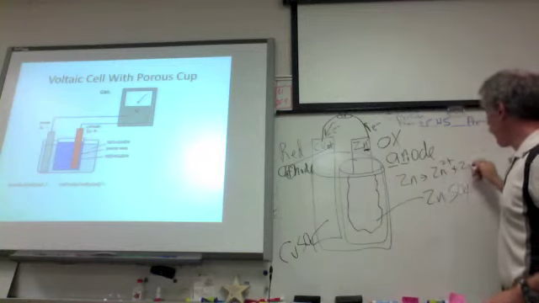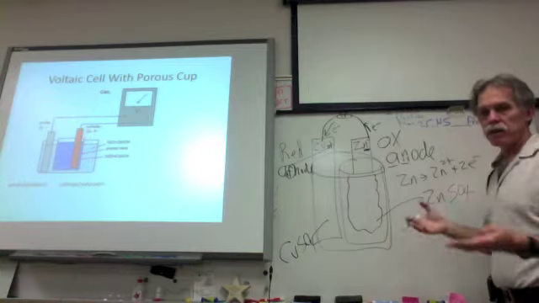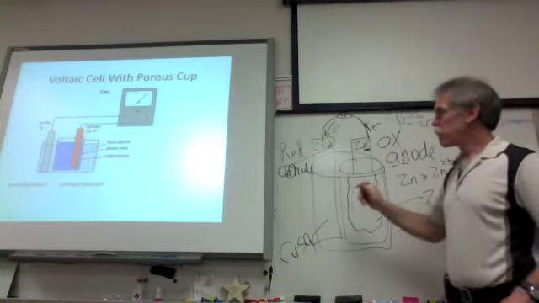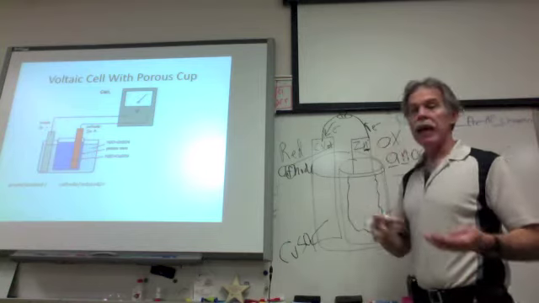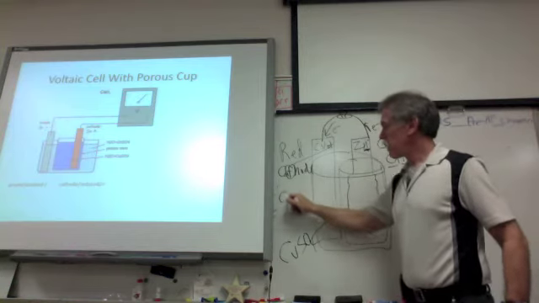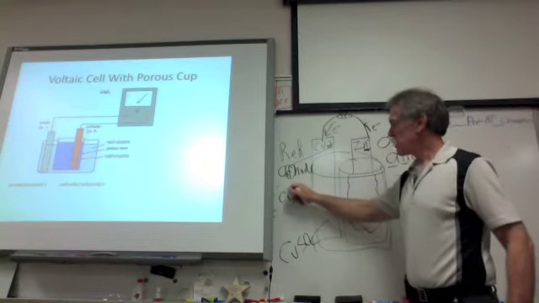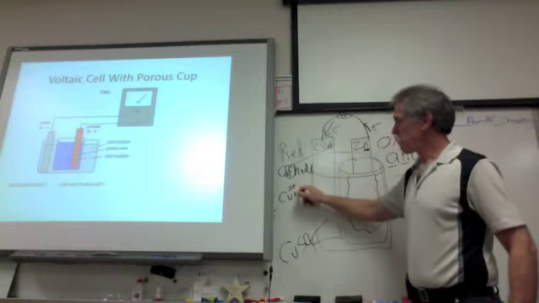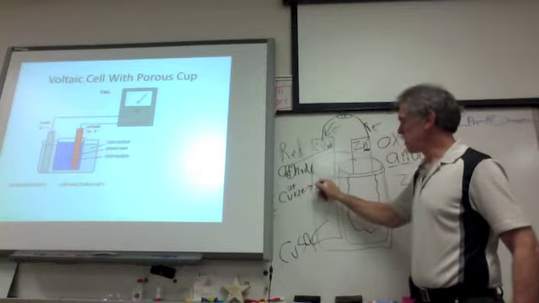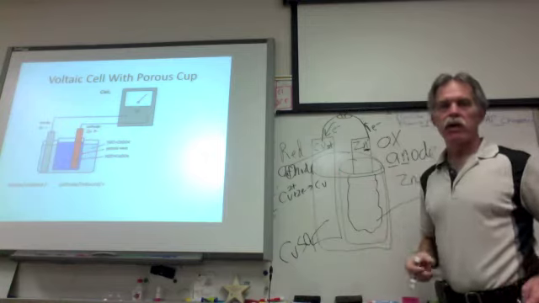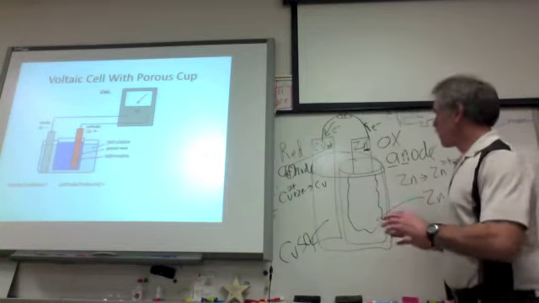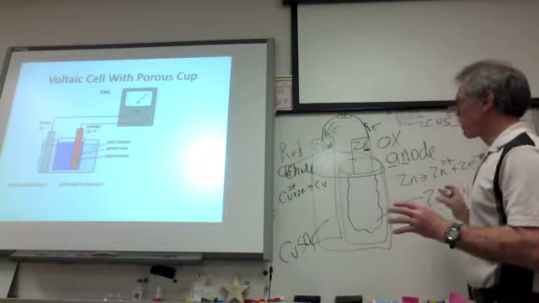How does it do that? By losing 2 electrons. There you go, oxidized. The reduction reaction is gaining. Copper, we'll say Cu2+ plus 2e- yields Cu. There's your reduction reaction. So we've pretty much done everything we need here.